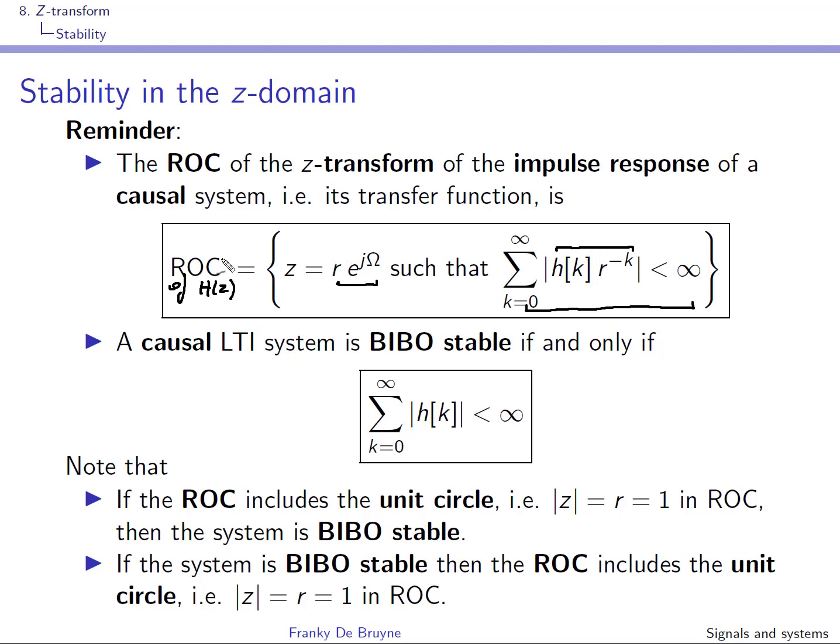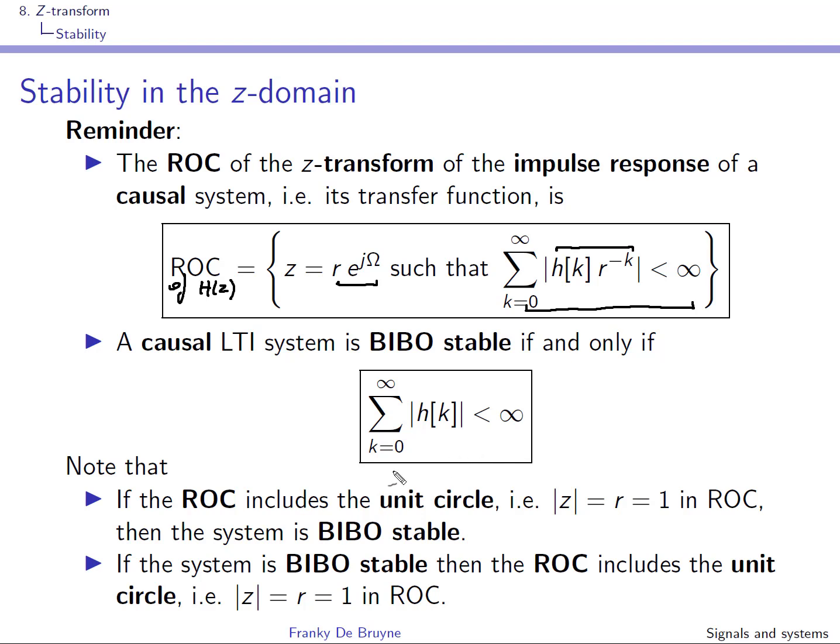So this is the region of convergence of the transfer function, and in the time domain, a causal LTI system, linear time invariant system, is bounded input, bounded output stable if and only if its impulse response is absolutely summable. Okay, this is something that we have shown at the end of the previous section.